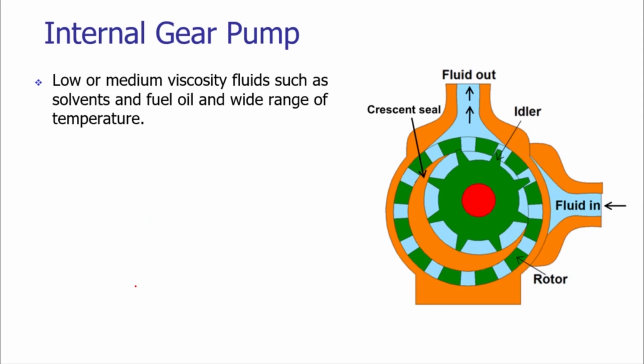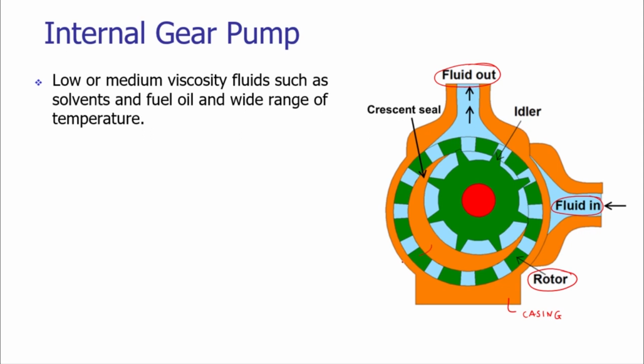The next variant is the internal gear pump. In the internal gear pump, the construction is a little complex. Here we are using a casing. This is the casing of the internal gear pump. There is a rotor. The rotor has slots, and those slots can take in the fluid. There are two ports, the fluid in port and the fluid out port. We can interchange the fluid in and fluid out. The internal gear pumps are bidirectional, birotational.